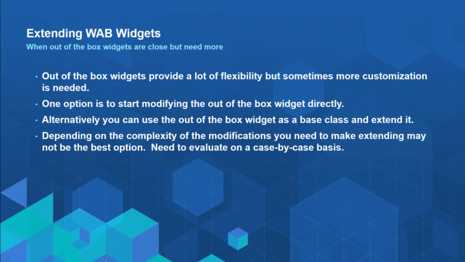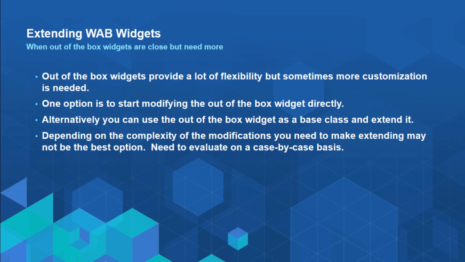The first option is pretty straightforward. You can just take the code that's in Web AppBuilder and start modifying it. If you look at what's in stemapp that comes with the Developer Edition of Web AppBuilder, you have access to that code. It's not minified, it's all sitting right there.